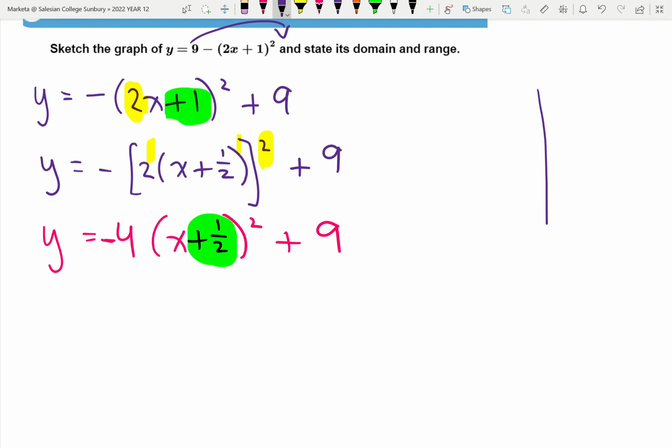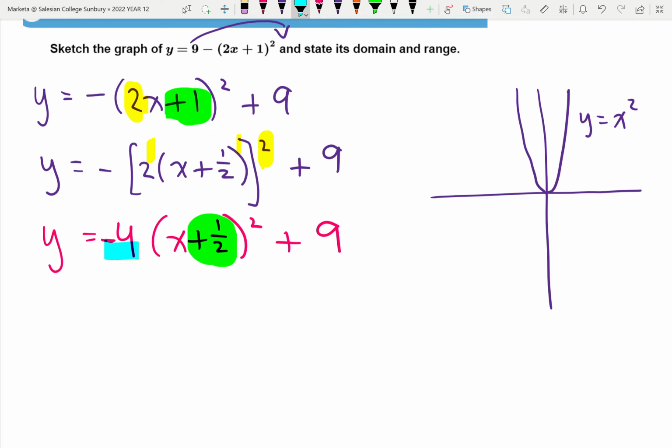I'm going to draw a bit of a sketch to start, and I'm going to say, well, my parent graph, which is my y equals x squared, is this. Now I'm going to deal with the dilation and reflection in one go. So take a look at the transformation video. It gives you more details of this. So the 4, which is bigger than 1, is going to make it skinnier. The negative is going to flip it over the x-axis there. So this is going to be y equals negative 4x squared.